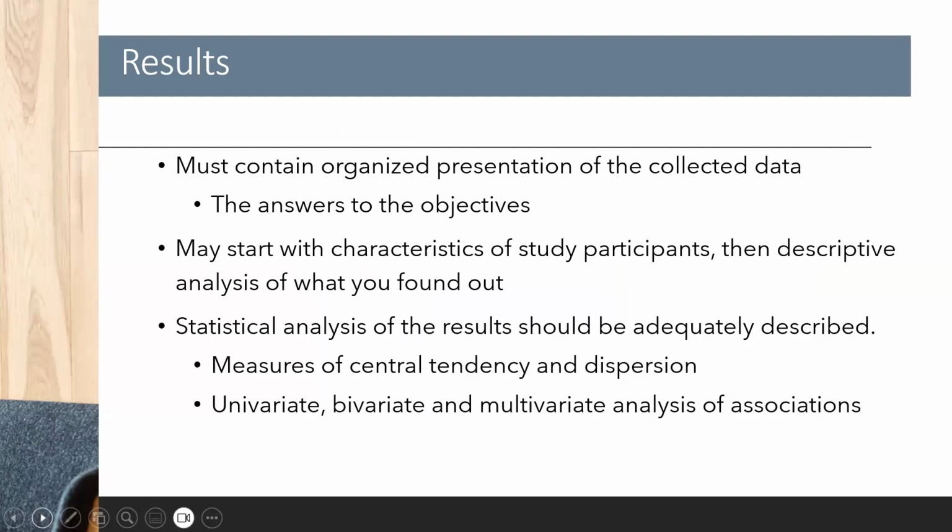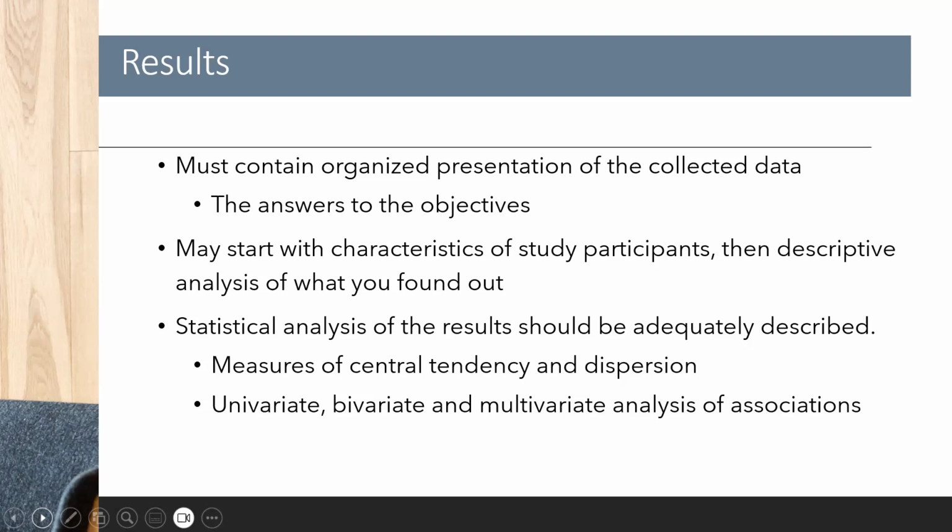You may start with the characteristics of the study participants, and by convention, the Table 1 of studies is usually a showcase of the study participants. And then later on, you can do a descriptive analysis of what you found out. So whatever statistical analysis is done, this should be adequately described. For example, are you doing measures of central tendency and dispersion? Are you describing frequencies and proportions? Are you doing univariate, bivariate, and multivariate analysis of associations? So you better be sure what you're saying and why you're stating it.